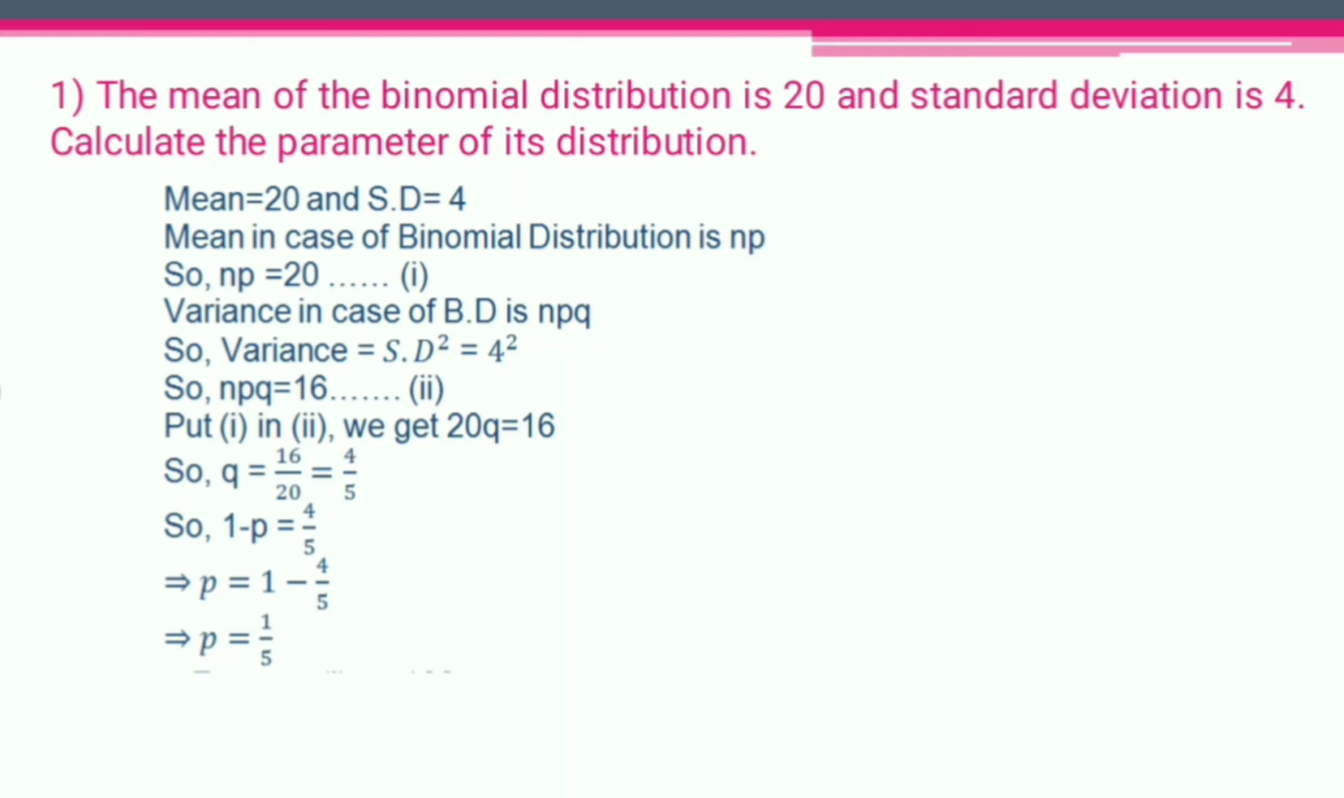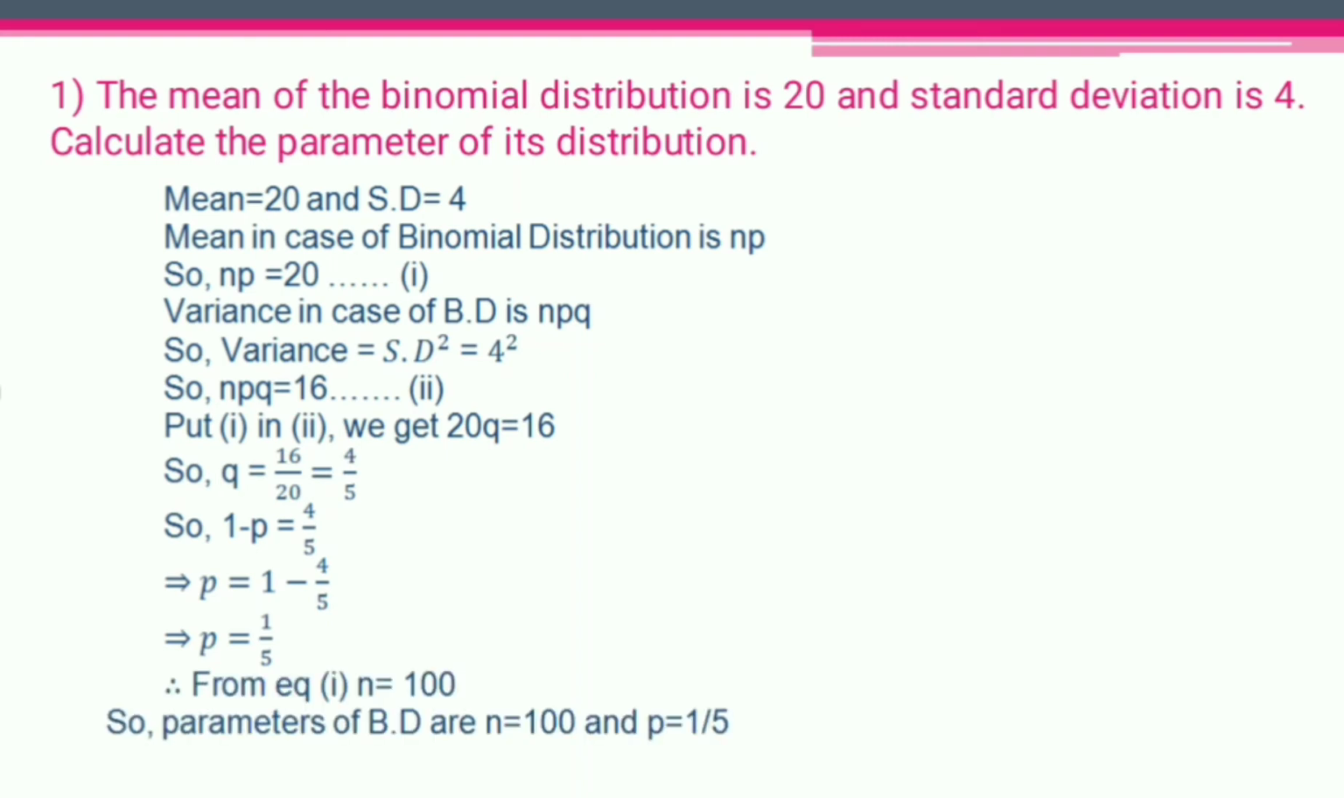Now we want to find out n. What we'll do? We'll put the value of p equal to 1 upon 5 in this equation 1. So when you put p equal to 1 upon 5 in this equation, we'll get n into 1 upon 5. Taking the 5 to the other side, we'll get n equal to 100. So parameters of binomial distribution are n equal to 100 and p equal to 1 upon 5.